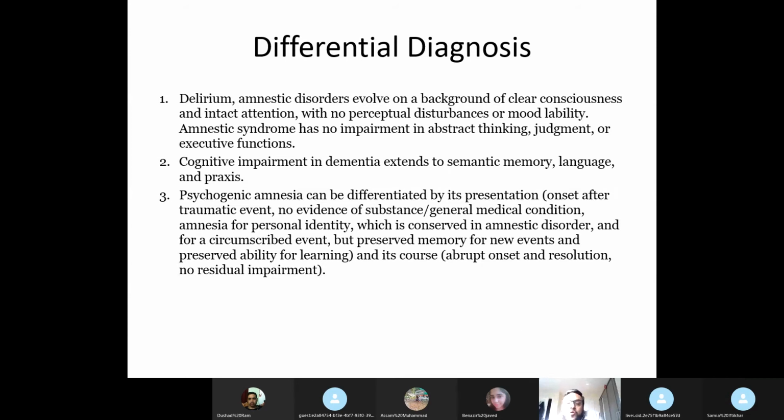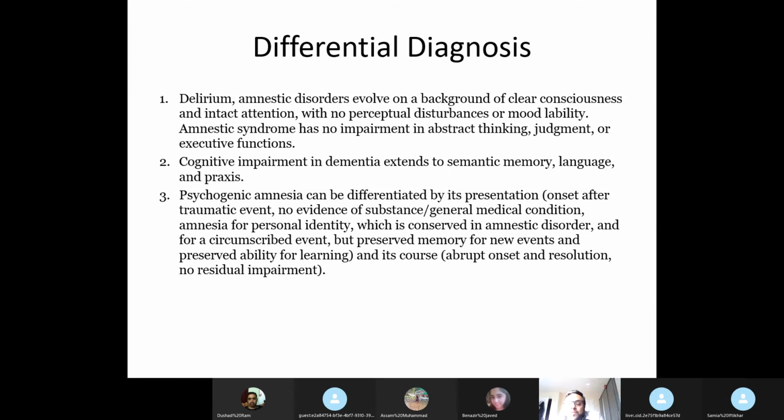But Korsakoff syndrome will continue for a long time and it will be there in all settings. Psychogenic amnesia can present, but it should usually be short term. It could be for a circumscribed event or only some things; the person may not remember some things, but may remember everything else. Korsakoff syndrome is more of a global amnesia. Not global cognitive impairment, but global amnesia.